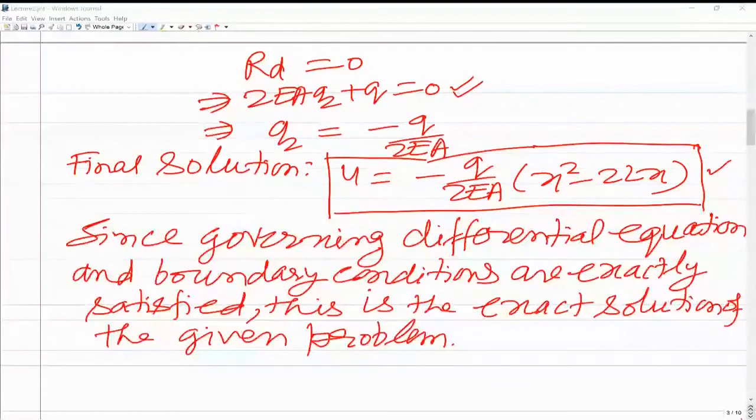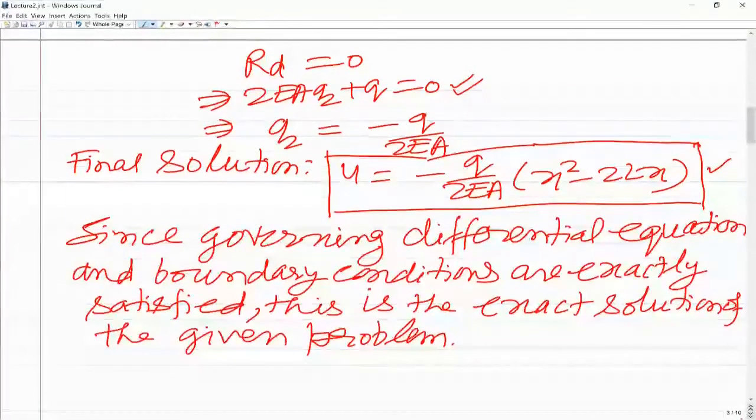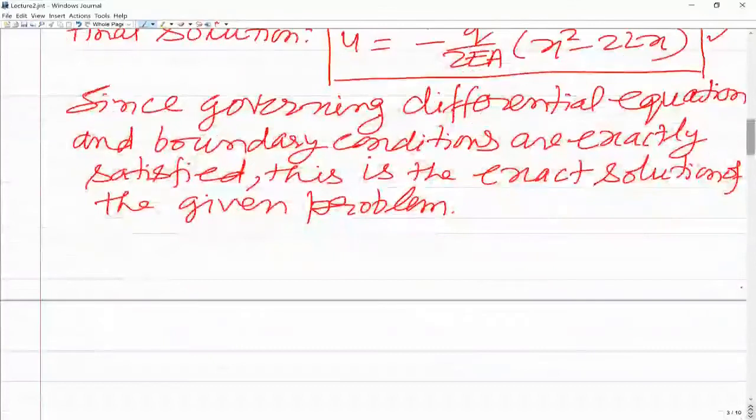Hello, am I audible? Sir, you're audible. Yes, sir. Okay. If there are no questions, I think it is important that you ask. If you don't understand anything, then also you tell me.